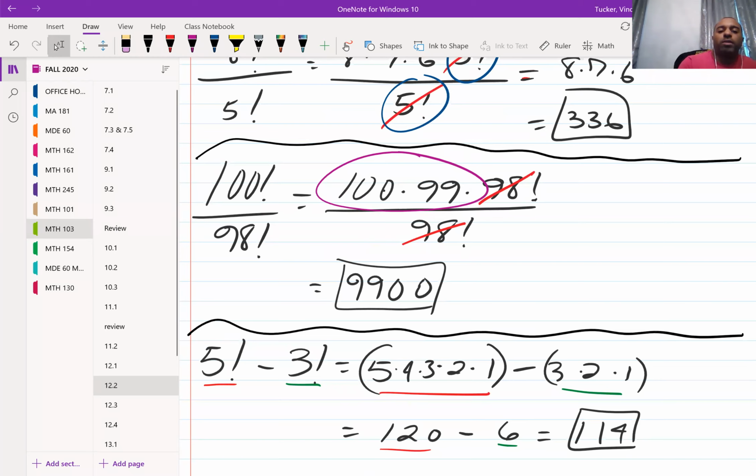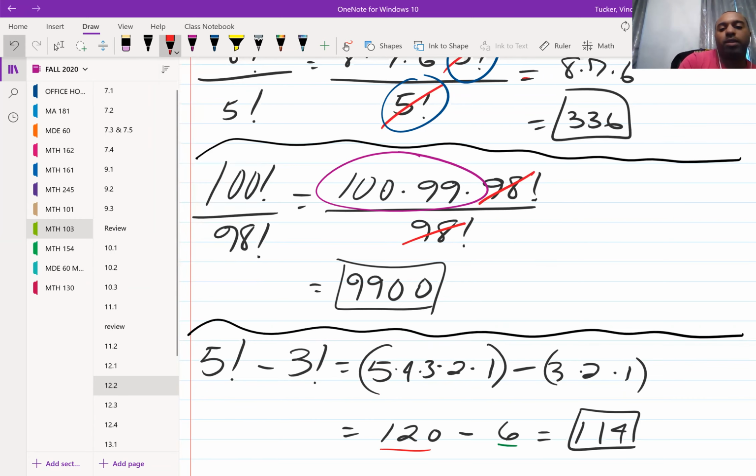Now something like this, 5 factorial minus 3 factorial. What we cannot do is subtract them in their current state and do 5 minus 3, which would give us 2 factorial. That's not how that works. So this is a separate application than this one. What we have to do is expand both of those out.